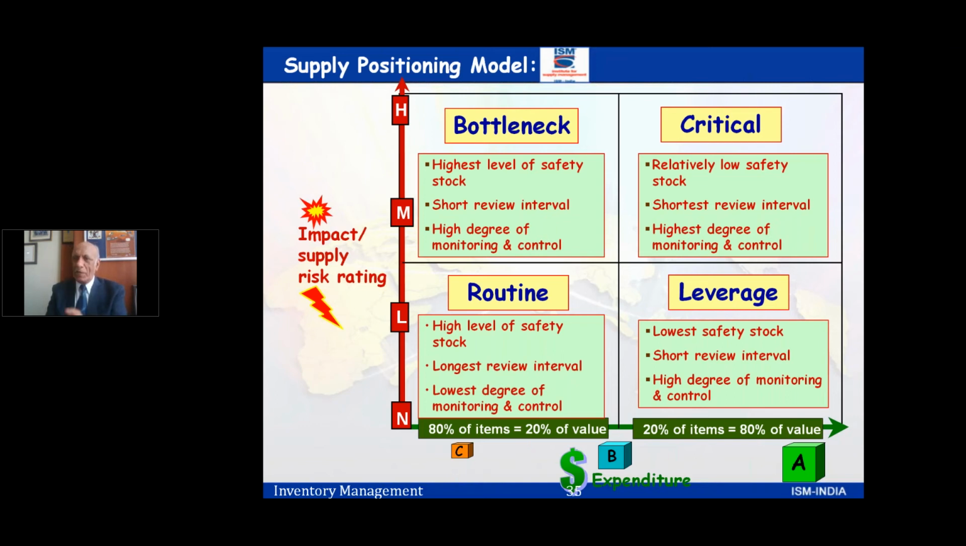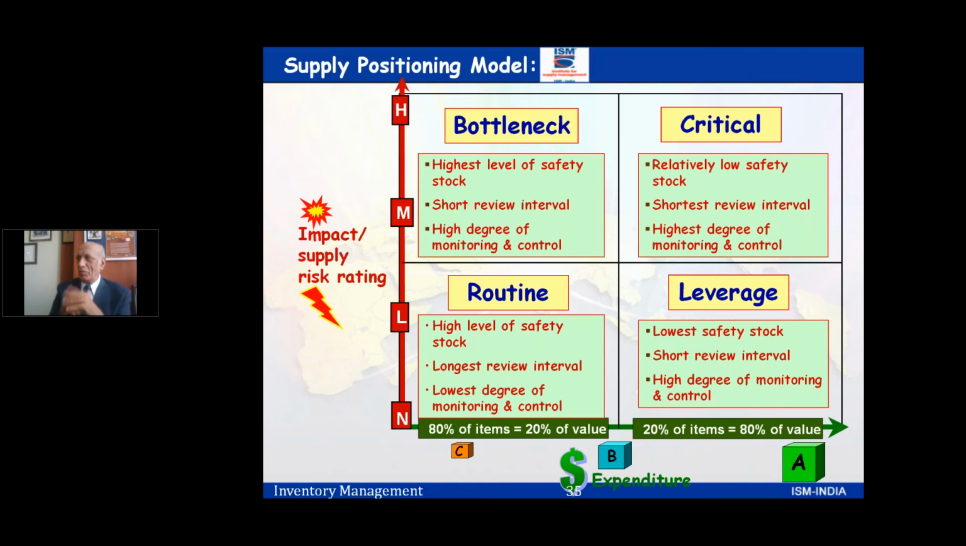So you have to keep in mind the vertical line here. The right side is the two ones. If you look at the matrix, the two boxes on the right are 20% of the items, but value-wise 80%. On the left side, I've got 80% of the items and 20% of the value. Now, critical means relatively low safety stock. I have to keep the safety stock, but low because the cost is higher.